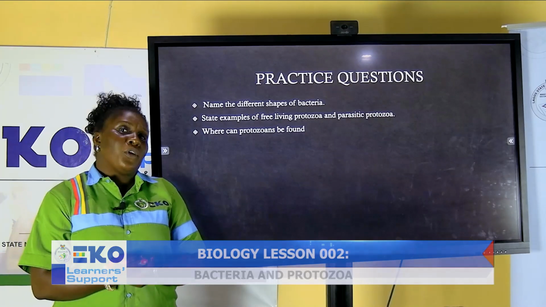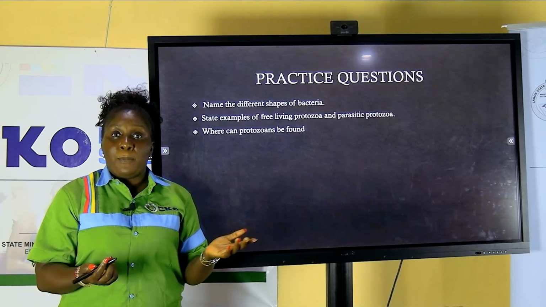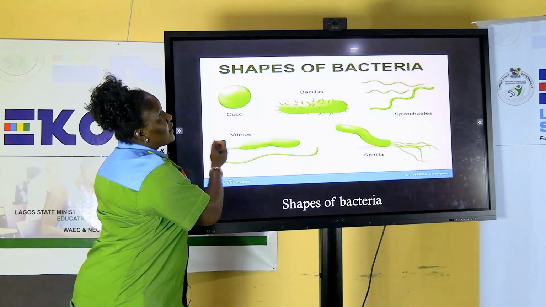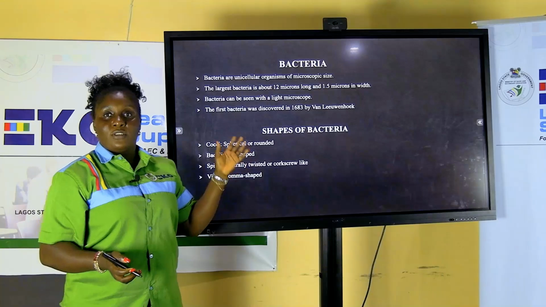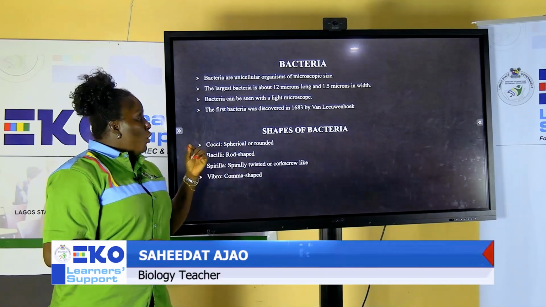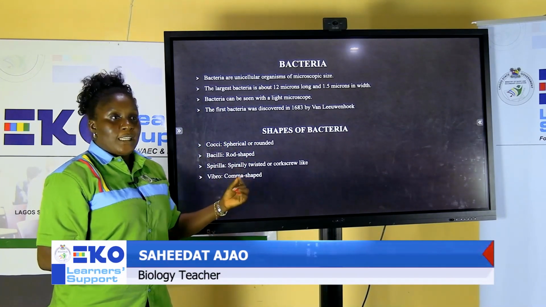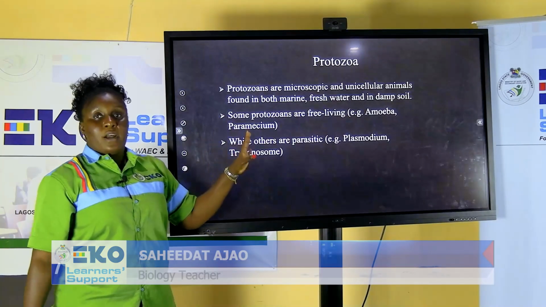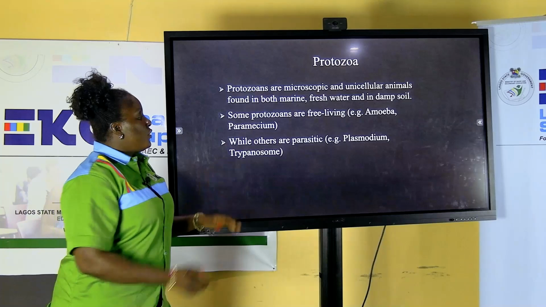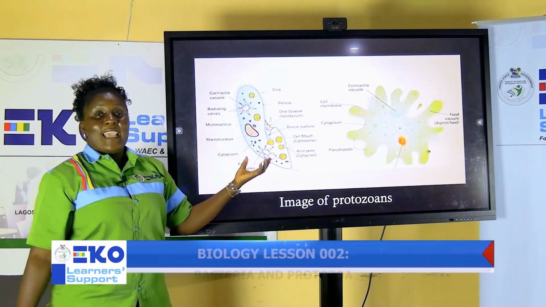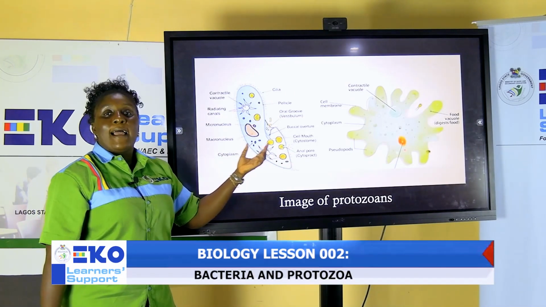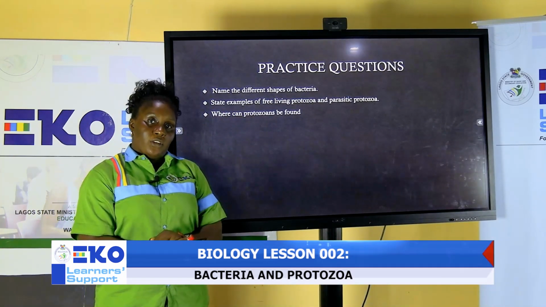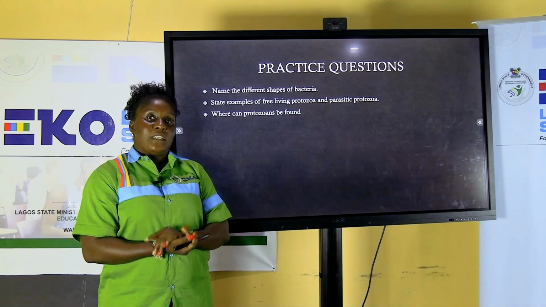I hope you've learned one or two things. Let's have a recap of what we've done today. We first discussed bacteria, some of the characteristics of bacteria. We talked about the shapes of bacteria. These are the shapes of bacteria. We talked of protozoas, the characteristics of protozoa. And this is an example diagram of amoeba and paramecium before we went to the practice question. I hope you've learned from today's lesson.